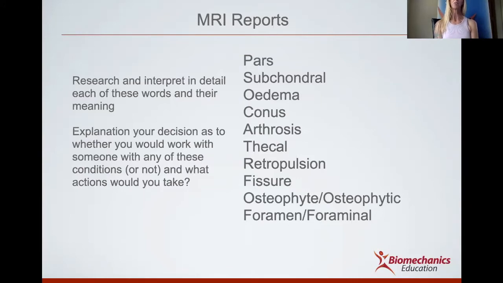I'd like you to take these words down on a piece of paper or have them handy on another device, research them, interpret them in detail so that you could explain or define them should a client come to you and ask, what does edema mean, or conus, or arthrosis? So this isn't about us being clinicians. We shouldn't be stepping over our remit, but we can certainly help our clients understand some of these may be perfectly normal and what they mean, and being able to give an explanation about whether we would actually work with somebody who has any of these conditions. We need to understand what they actually mean for us.